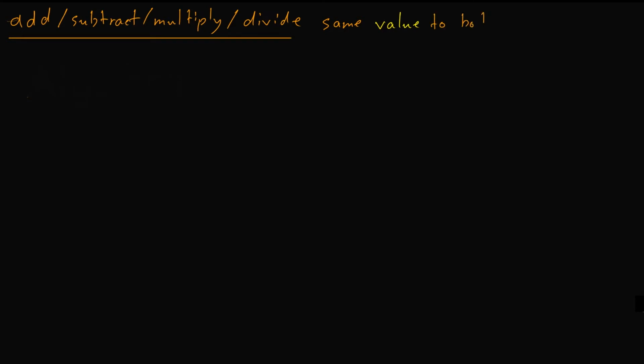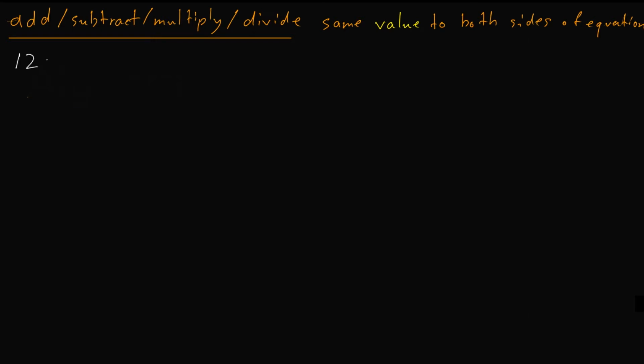All right, let's get started by looking at how we can add, subtract, multiply, and divide to help simplify and solve equations. Now, the idea is you're going to be able to add, subtract, multiply, and divide the same value to both sides of an equation. Okay, let's give a sample equation here.